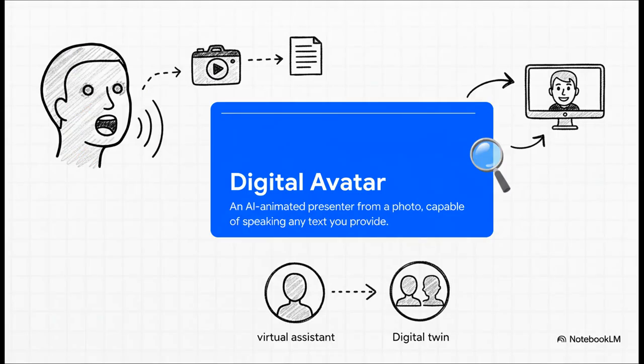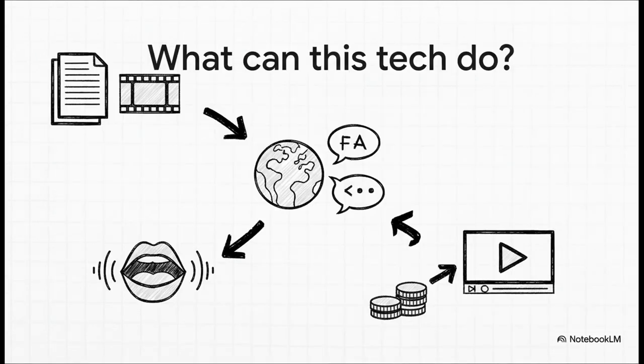So what even is a digital avatar? Well, at its core, it's an AI-animated presenter. You can start with a photo or a quick video clip, you feed it a script, and the AI animates the face and mouth to speak those words as if they were a real person. They could be your virtual spokesperson, a digital assistant, or even a complete digital twin of yourself. And the capabilities here are just wow.